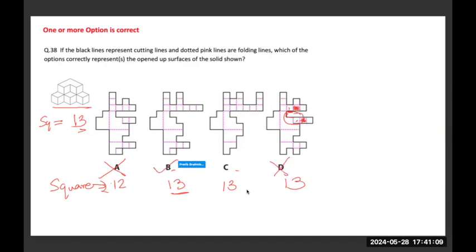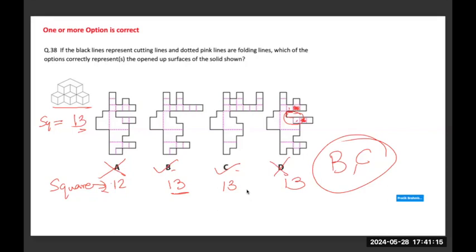B and C are all correct. There is no issue of any overlap in B and C. If you want, you can check it out. So B and C would be the correct ones.